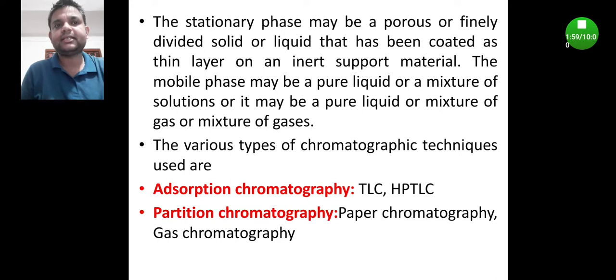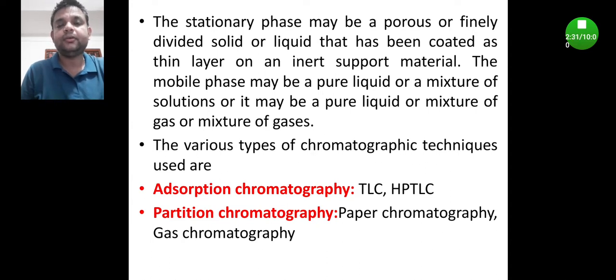The stationary phase may be a porous or finely divided solid or liquid that has been coated as a thin layer on an inert support material. The mobile phase may be liquid or a mixture of solution. It may be fluid also, or a mixture of gas and some other fluids.